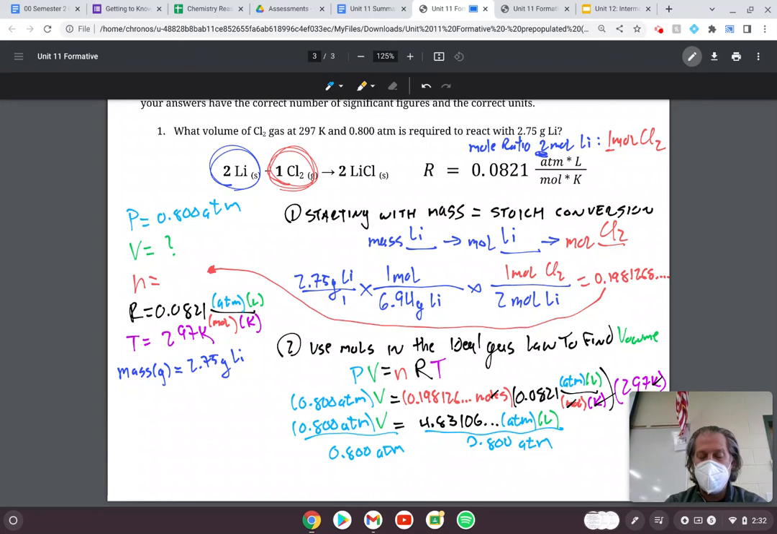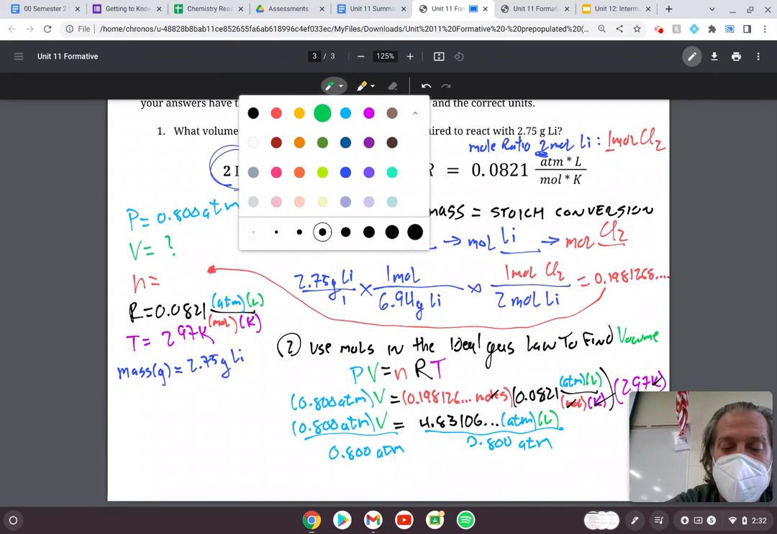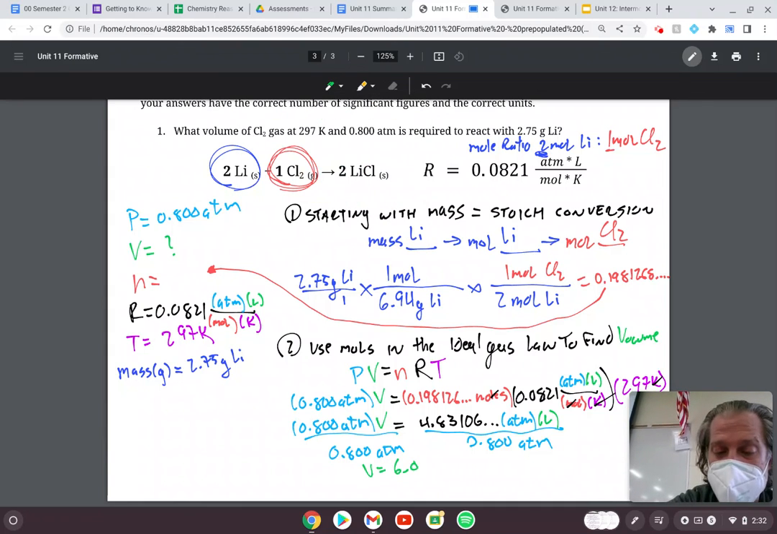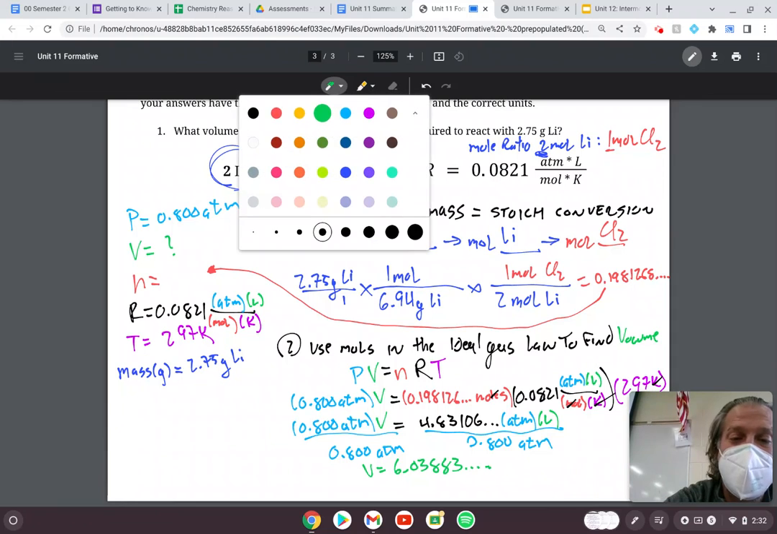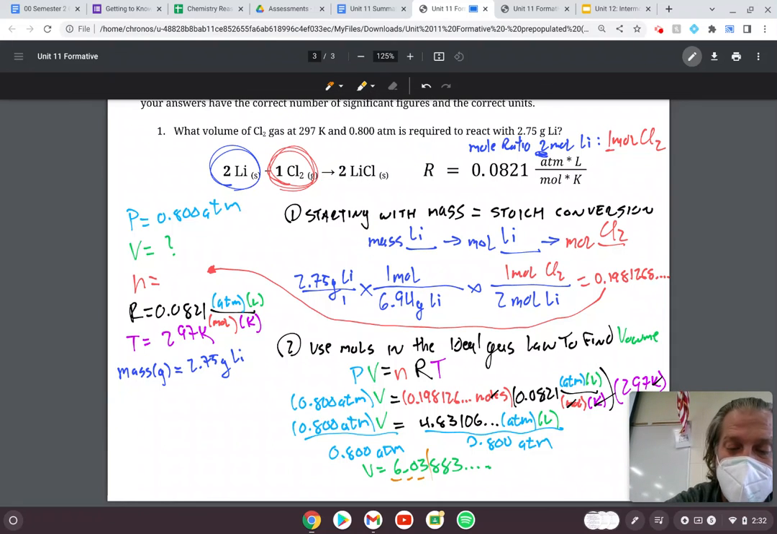So 4.83 divided by 0.8 gives my volume, my calculator's volume is 6.03883 dot dot dot. We do need to have 3 sig figs here. So 1, 2, 3. That 8 rounds that 3 up. So my final answer here is going to be a volume of 6.04 liters of Cl2 gas.